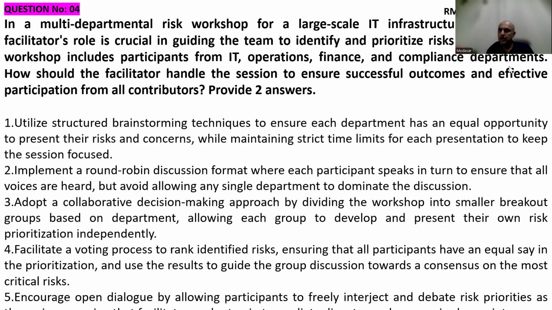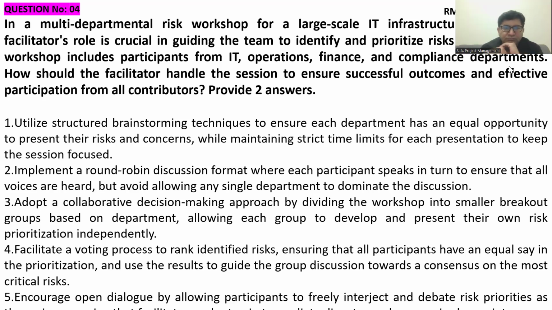Two answers. Utilize structured brainstorming techniques to ensure each department has an equal opportunity to present their risks and concerns while maintaining strict time limits for each presentation to keep the session focused. Implement a round-robin discussion format where each participant speaks in turn to ensure that all voices are heard, but avoids allowing any single department to dominate the discussion. This is a good option. Adopt a collaborative decision-making approach by dividing the workshop into smaller breakout groups based on department, allowing each group to develop and present their own risk prioritization independently. Facilitate a voting process to rank identified risks, ensuring that all participants have an equal say in the prioritization, and use the results to guide the group discussion towards a consensus on the most critical risk.